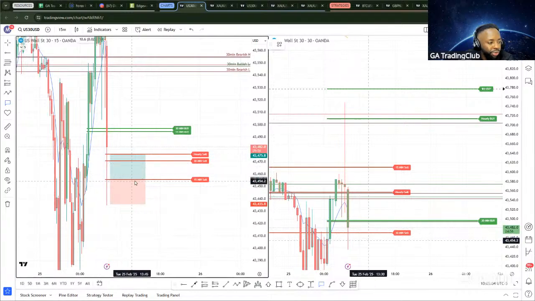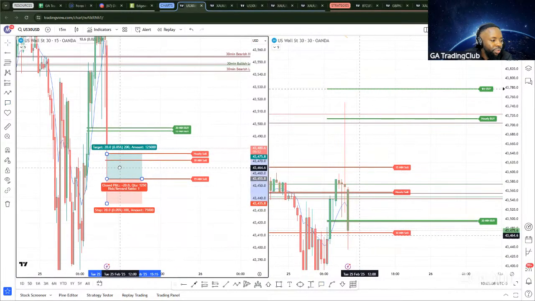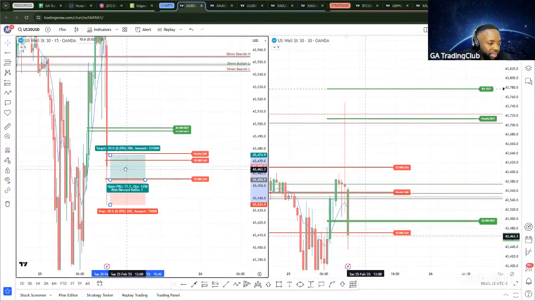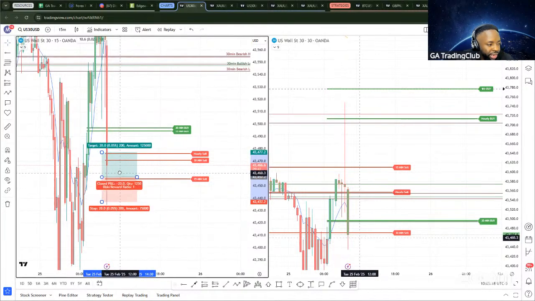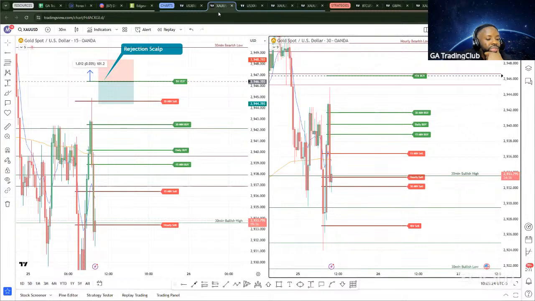That happened so fast. So you see that? You see that went straight to full TP. So that's the rejection scalp right there, guys. It happens so fast. Like you'd have set a pending order right there and you'd have gotten filled into full TP. Ah, man, crazy.